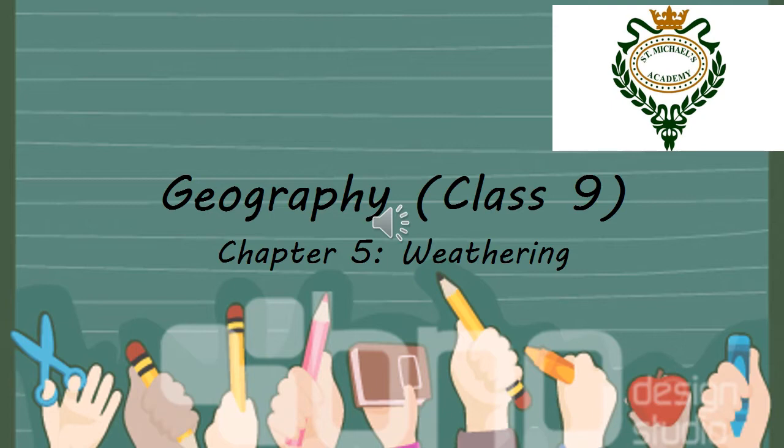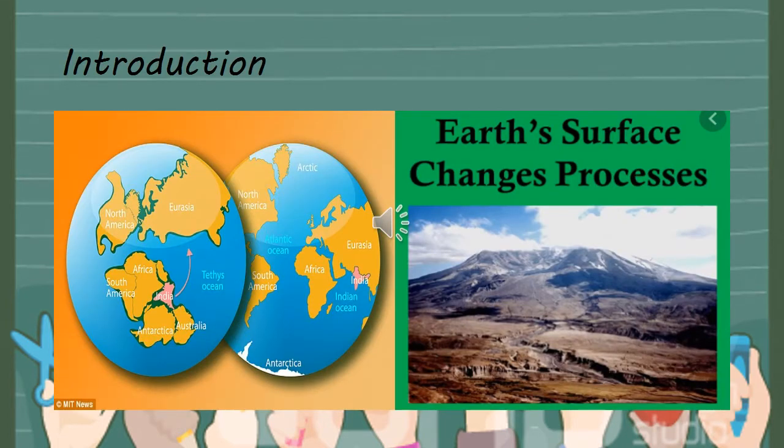This is geography class for class 9 and we are going to start a new chapter today, which is on page number 72 in your book, named Weathering. The natural environment with all types of landform features always keeps changing. The Earth's surface undergoes changes through several natural processes.